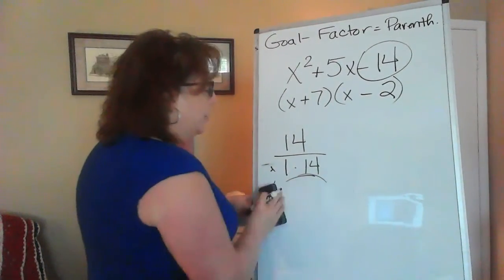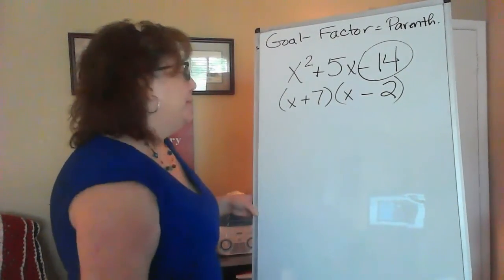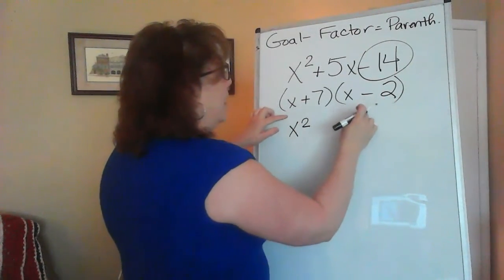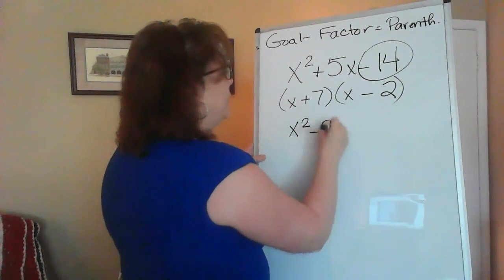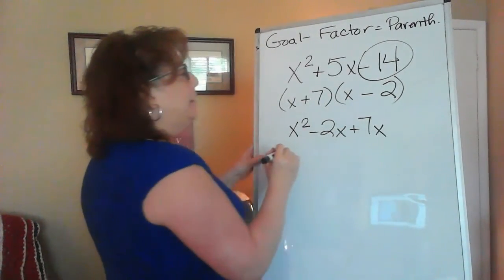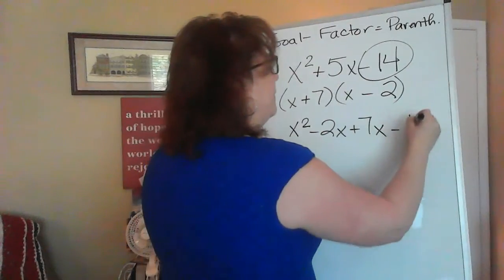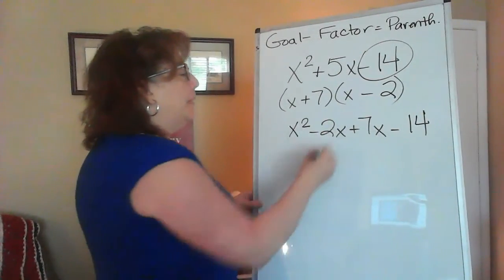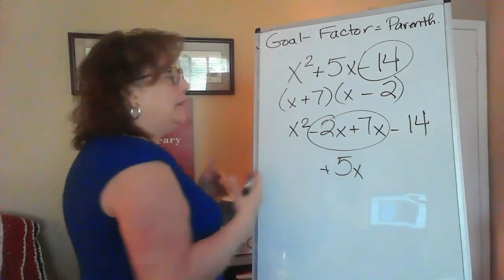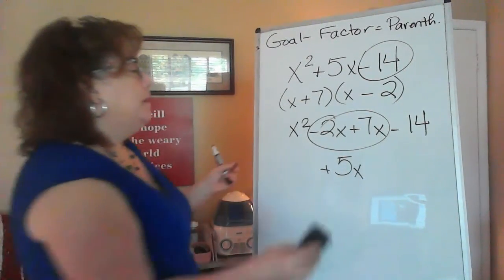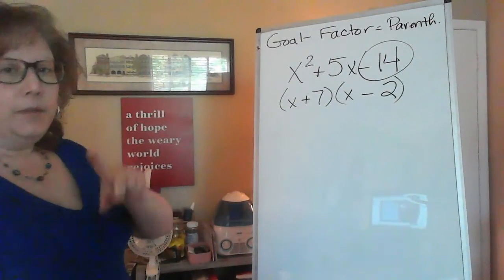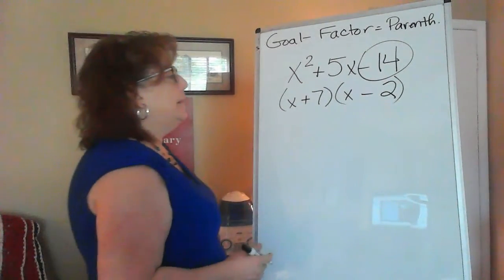And now to determine if I'm right, I do my multiplication. So I'm going to have x squared. I'm going to have the outer 2, minus 2x, the inner 2, plus 7x, and then minus 14 is my last one. And when I put these two together, I do indeed come up with a positive 5x. So all of my elements are correct. So the x plus 7 and the x minus 2, we're almost there with solving this in factored form.